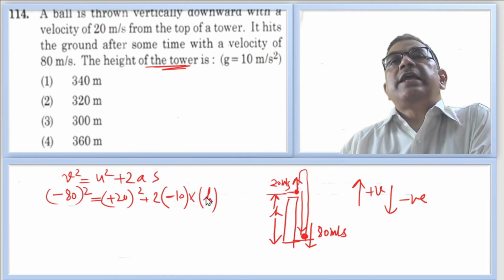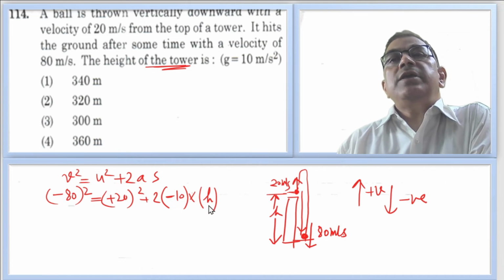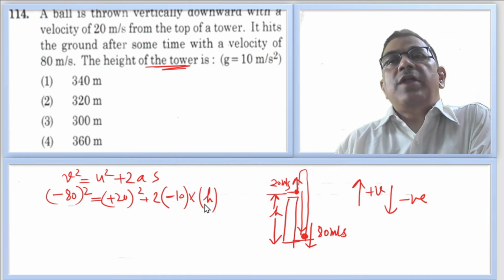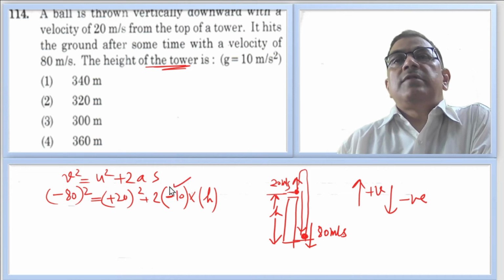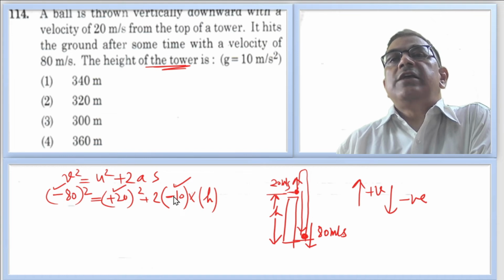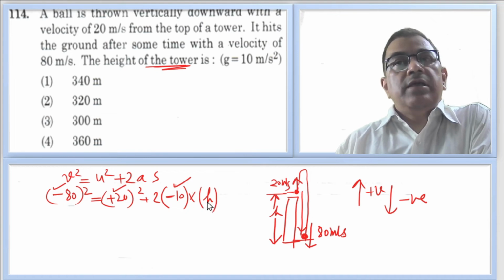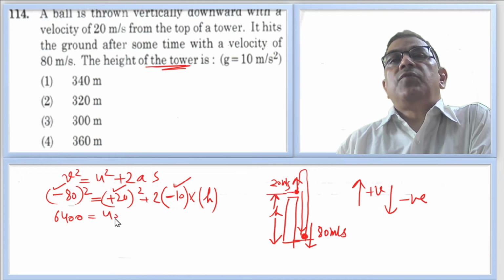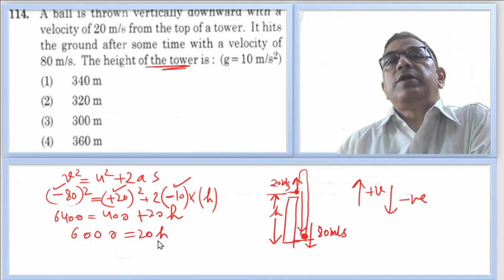I'm not using sign convention for h because it happens to be the unknown quantity. Had this been known, we would have used the sign convention. This is a known value, this is also a known value, this is also a known value, so we have used sign convention. h remains the unknown. So this is 6400, this is 400 plus 20h, so that makes 6000 equal to 20h.